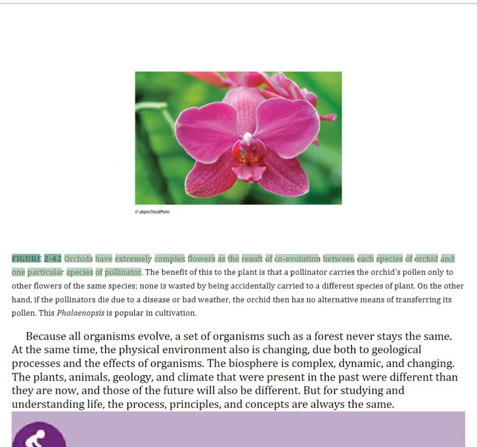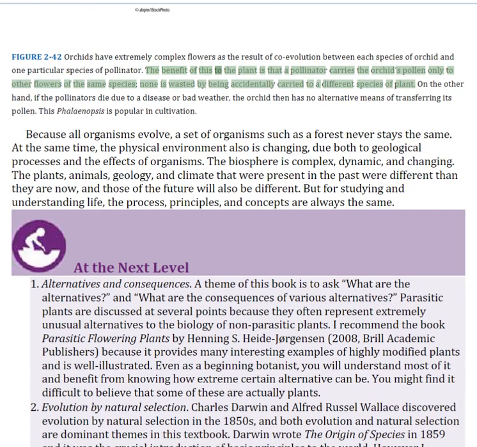Figure 2:42. Orchids have extremely complex flowers as the result of coevolution between each species of orchid and one particular species of pollinator. The benefit of this to the plant is that a pollinator carries the orchid's pollen only to other flowers of the same species. None is wasted by being accidentally carried to a different species of plant.